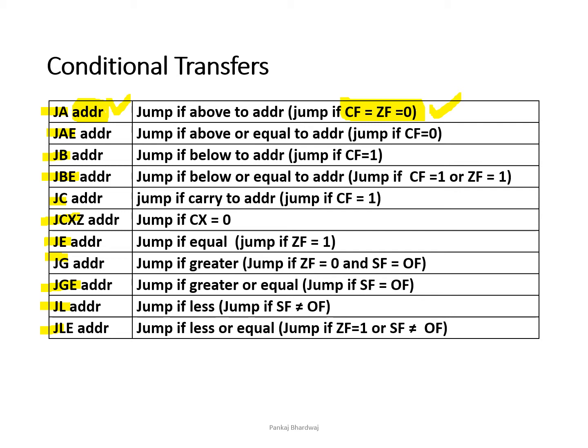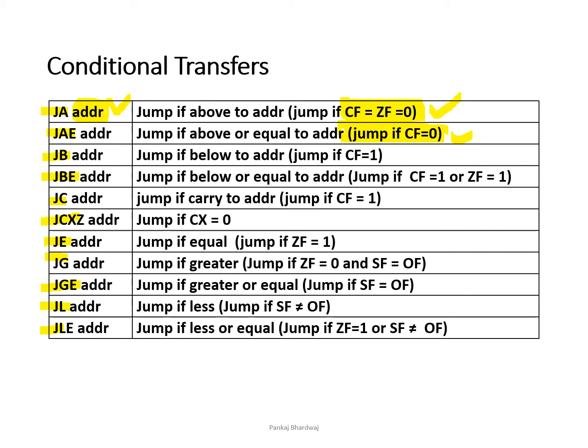JAE, that means jump if above or equal, so it should not check the equality, that means the Z flag it does not check, it checks only the carry flag. If it is above, the carry flag has to be 0, and that is the only thing checked. So JAE ADDR, if the condition is true, then it goes to ADDR, otherwise it will go to the next instruction.